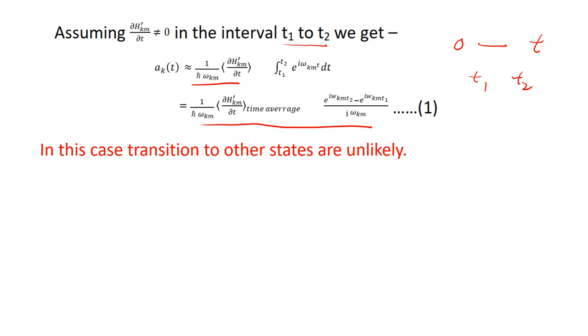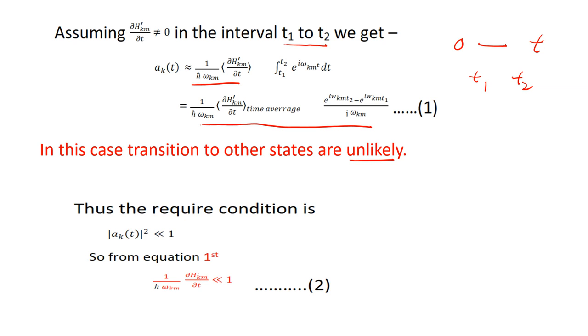In this case there is no transition to another state. In this case transition to another state is unlikely, meaning transition will not happen. With adiabatic change of H dash km, there is no production of transition. That means in adiabatic perturbation the phenomenon of transition does not occur. Transition of the particle from one state to another state will not happen.